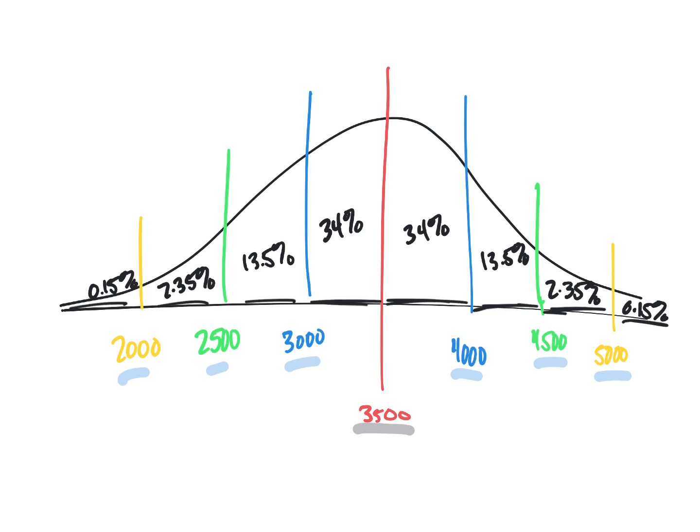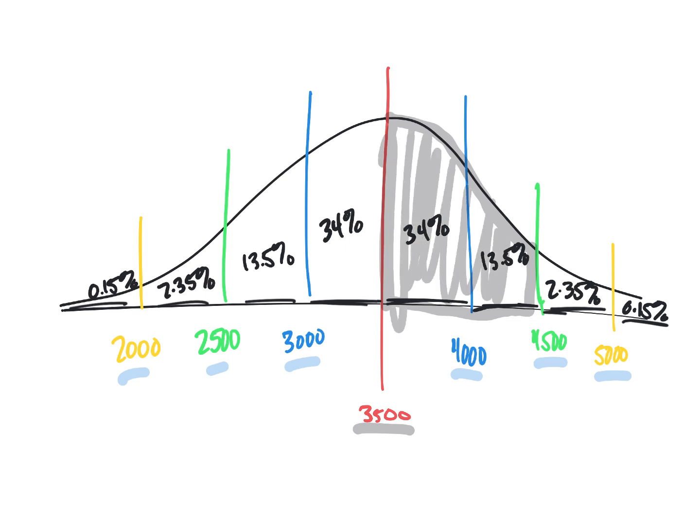The first question a lot of people got right. What percent is between 3,500 and 4,500? And that would be this region of the graph, which is here. So a lot of people just added 34 and 13.5 and they got 47.5. So this is correct.